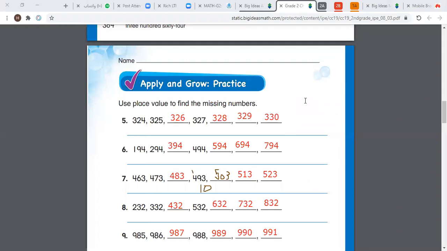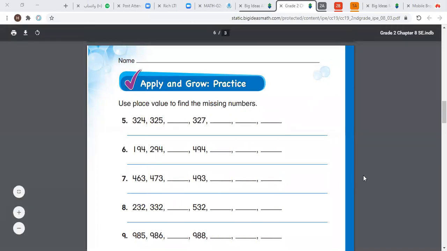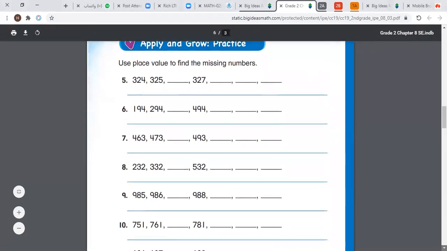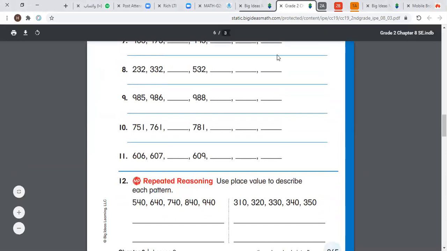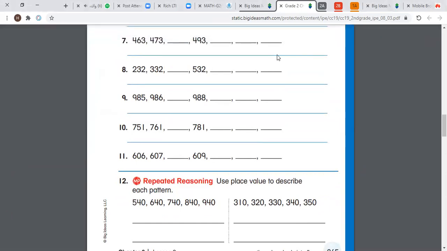Now let's answer the next question. Please, all of you write like this. Let's move to answer question number 10. Grade 2, pay attention, please. Question number 10, we have 751, 761. What's the next number? Let's find who can answer this question.